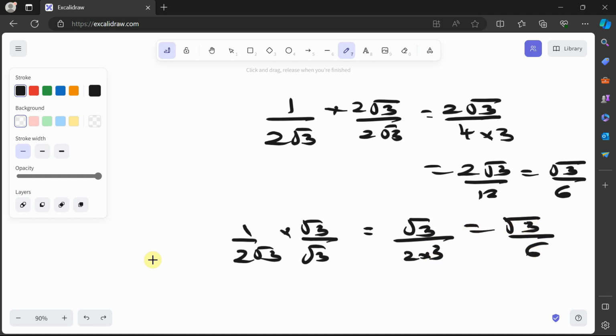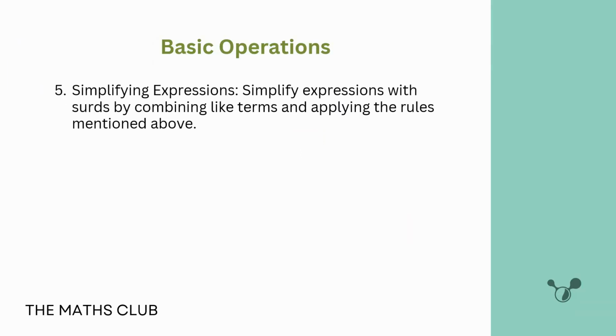I know this part might be a bit confusing, but when we had 2 root 3 times root 3, we said 2 times 2 is 4, then root 3 times root 3 is 3. If I have root 3, it's the same thing as saying 1 root 3. So 2 times 1 is 2, and root 3 times root 3 is 3. So you can see that whether we took the entire thing or just took only the root part, we arrived at the same answer. This leads us to something interesting called simplifying expressions.